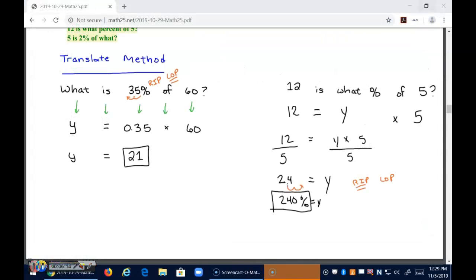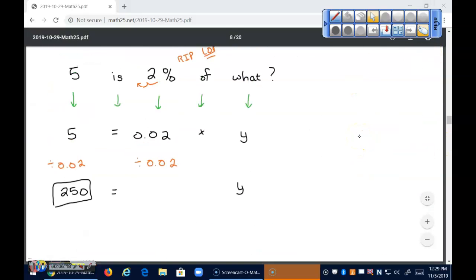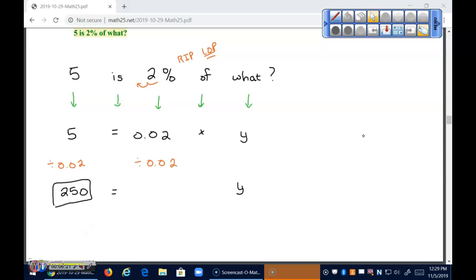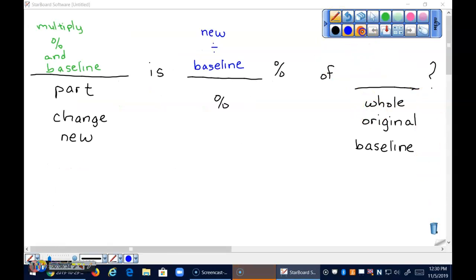The last case was if what I'm missing is the baseline, the whole. And then, to get this by itself, I have to divide both sides by the percent. So what I'm going to do here is have my part, I should call it new to be consistent, new divided by baseline. Whoops, no, I'm just copying. I don't know the baseline. New divided by the percent.